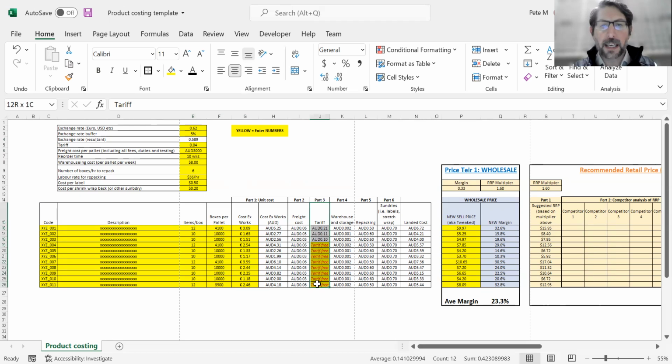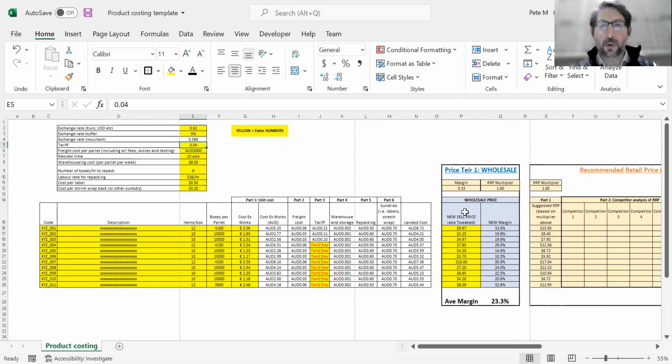Part 3 then is some tariffs. Certain products have tariffs, certain things don't. So again, set what that tariff is worth, and then for anything which might be tariff-free, just call it tariff-free, or zero that out. So that's really all about getting your products into Australia. Then parts 4, 5, and 6 are some of the stuff that we have to include onshore.